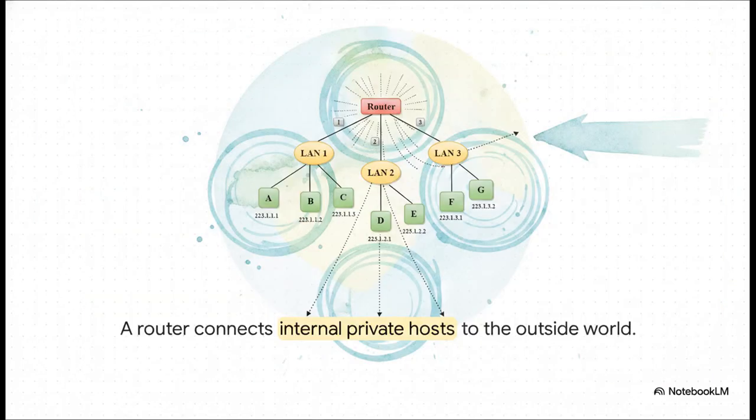Imagine you have a single router acting as a gateway, connecting three completely different local area networks, or LANs. What's cool is that each LAN gets its very own specific private IP range. Say LAN 1 uses the 223.1.1 network, LAN 2 uses 223.1.2, and so on. The router basically acts as the bridge between all these internal private hosts and the wide outside world.